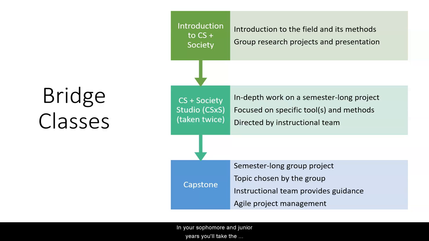In your sophomore and junior years, you'll take the Computer Science and Society Studio twice, once each year, and that lets you work a little more independently. So you'll be working on a semester-long project, really digging in, focusing on a specific tool or a method, but you'll still be working closely with faculty supervision.